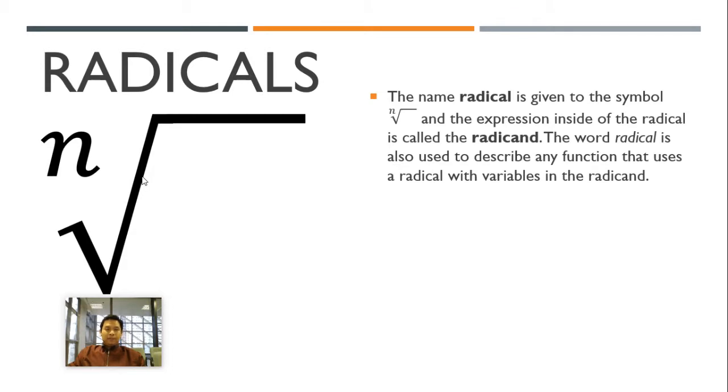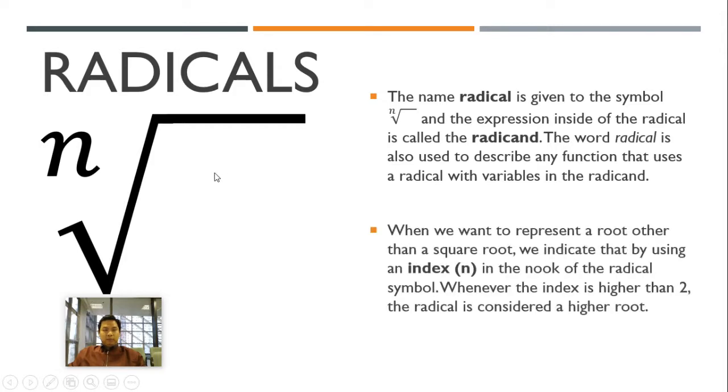what a radical is. A radical is this symbol right here. This is your radical. Now, what's inside it? Any expression inside the radical, especially when it has variables in it, is called the radicand. And having radicals inside this will give us radical functions.